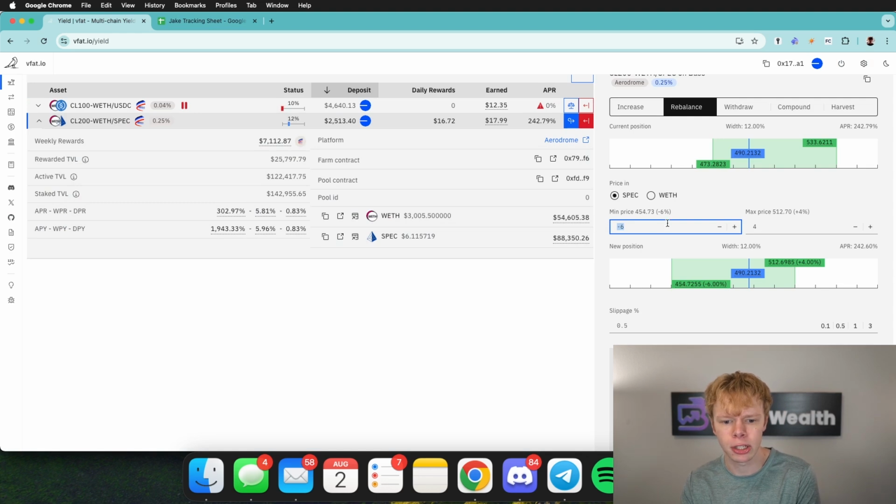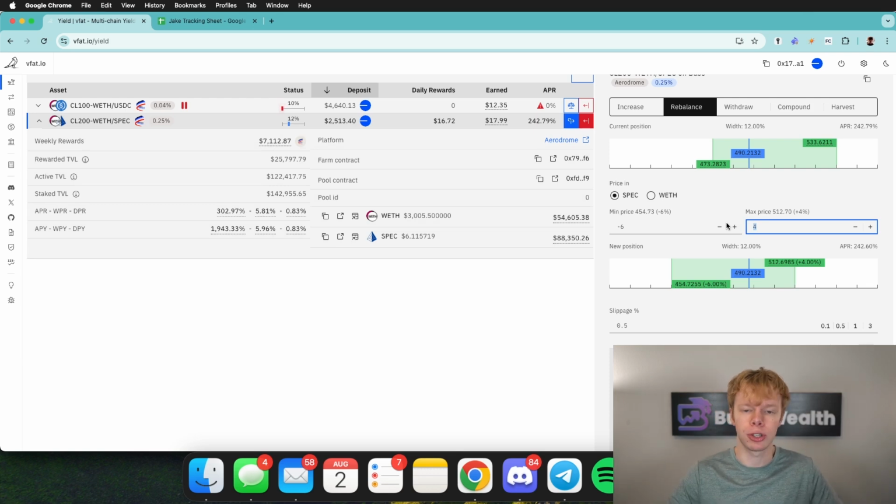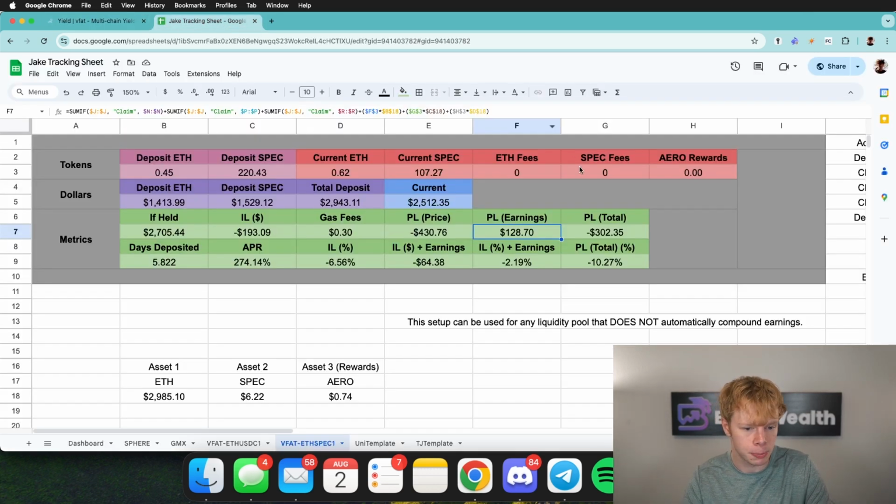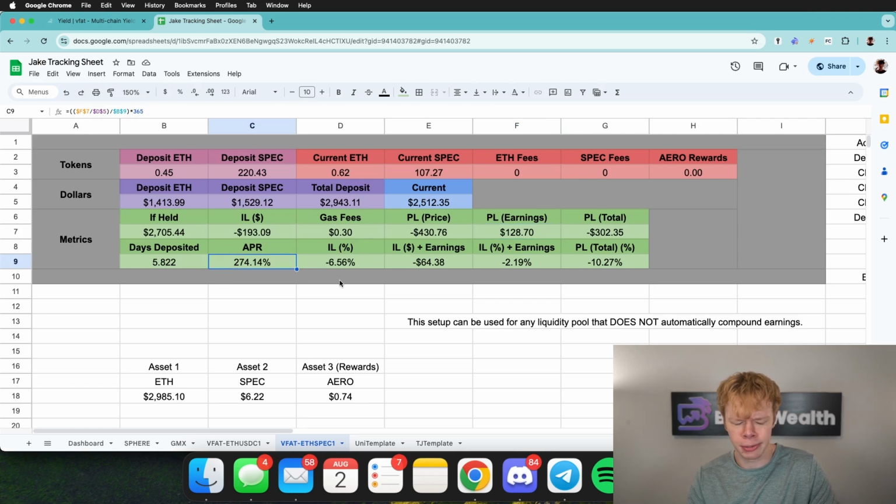Before, I believe it was -2 +4. Now I have adjusted that to -6 +4, so that I can weight more towards Ethereum, but also have a broader range so rebalances aren't occurring as often. I do think that'll help the overall performance of this position. And during the lifespan of this position, this was doing about a 275% APR.